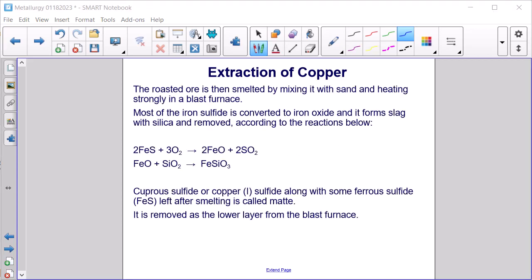The roasted ore is then smelted by mixing it with sand and heating strongly in a blast furnace. Most of the iron sulfide is converted to iron oxide, and it forms slag with silica and is removed according to the reactions below. Ultimately, you can see this slag formed with SiO3. Cuprous sulfide, or copper 1 sulfide, along with some ferrous sulfide, FeS, left after smelting is called matte. It is removed as the lower layer from the blast furnace.